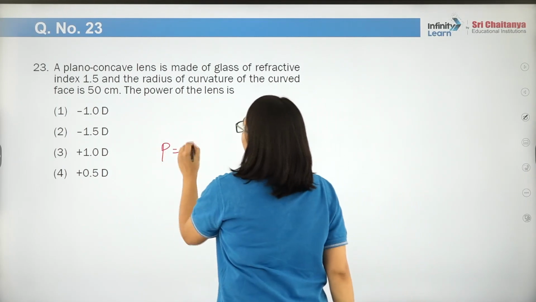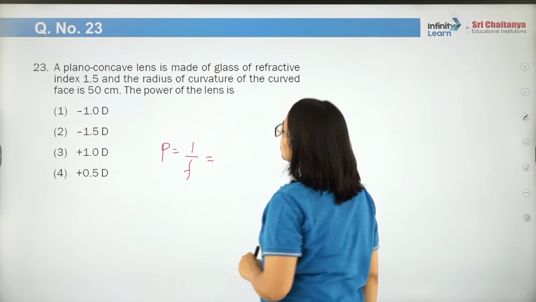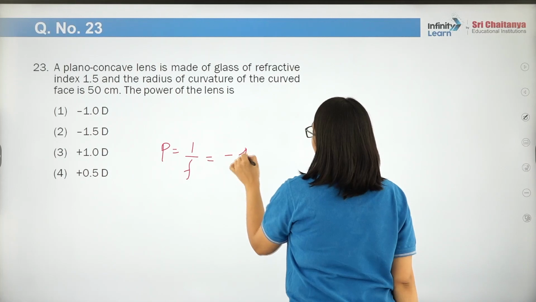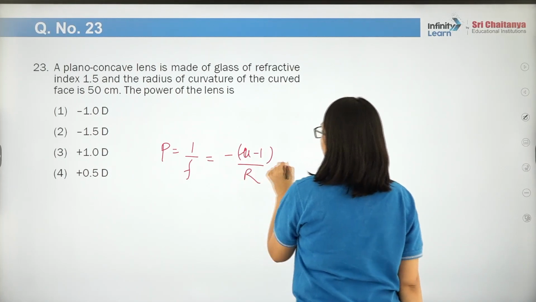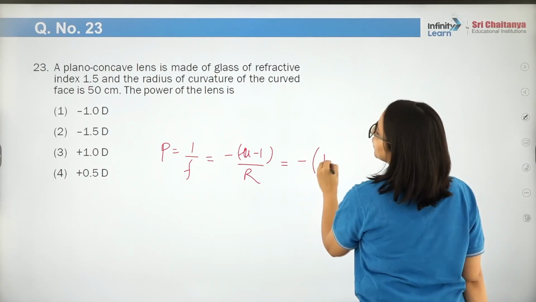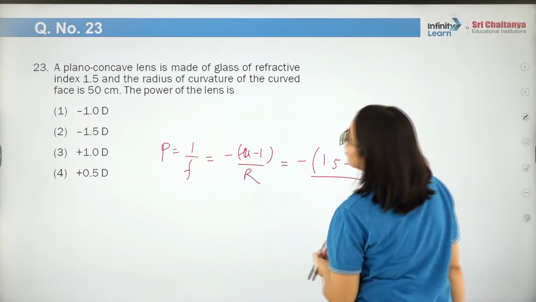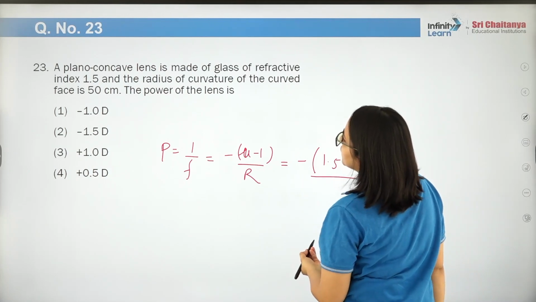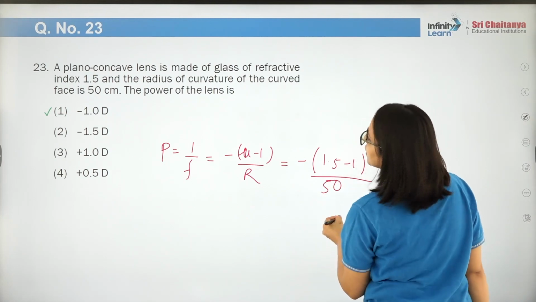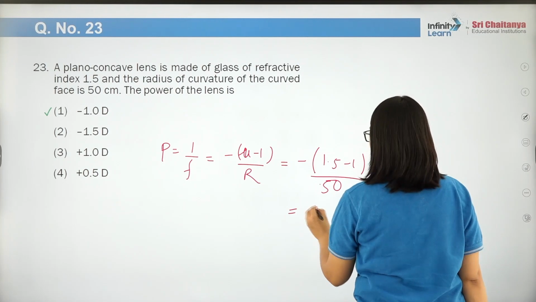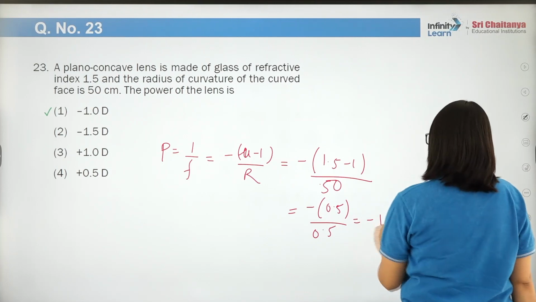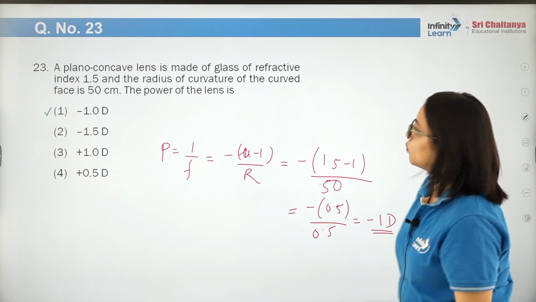So power is 1 upon focal length and that is equals to, in this case it is minus (mu minus 1) upon r. This is concave lens, right? So this will be minus of (1.5 minus 1) divided by r. Radius of curvature of the curved face is 50 centimeter, right? So this will be 0.5. So this is minus of 0.5 divided by 0.5, which is minus 1 diopter. So correct answer is option 1.